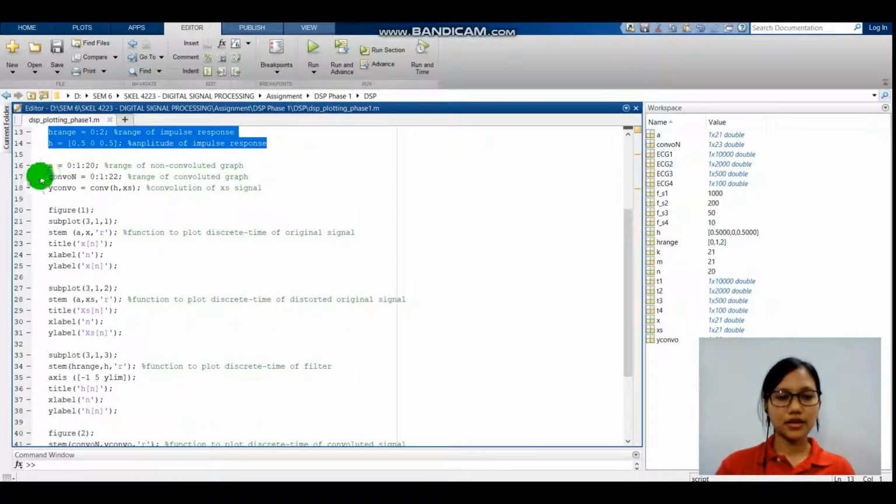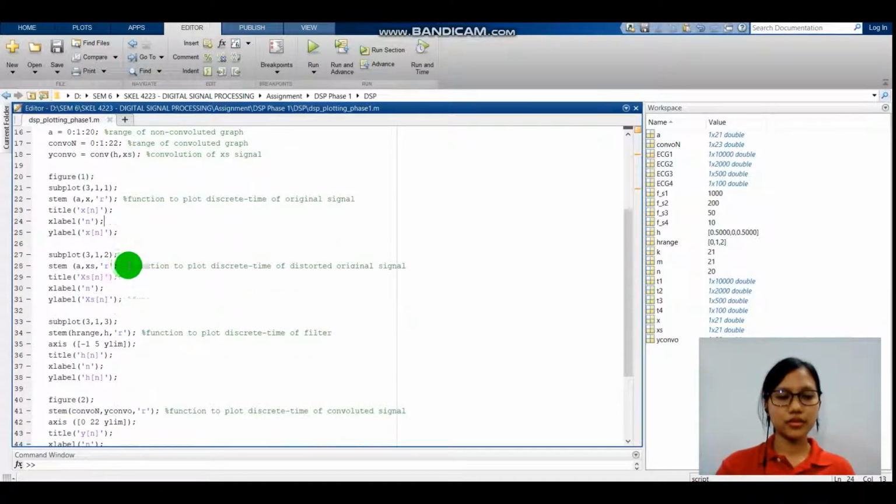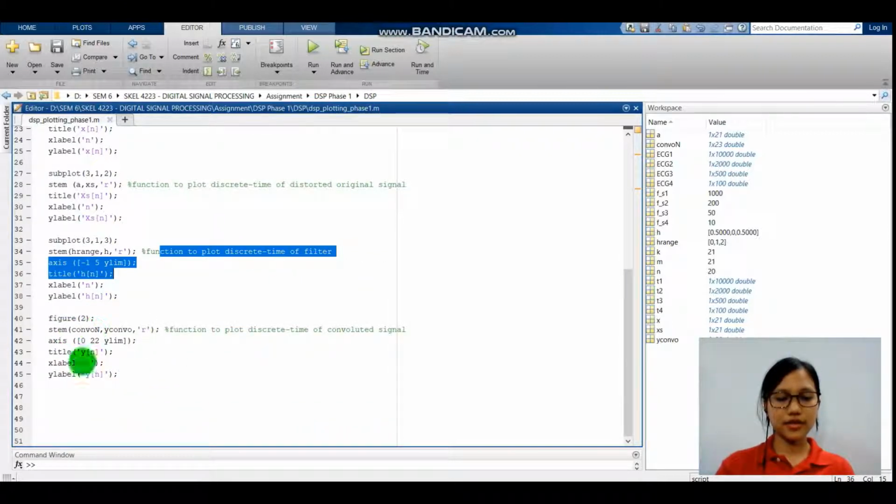Okay, so after initializing the range for the unconvoluted graph, we will convolve the xs signal here and plot two figures: figure 1 showing 3 subplots, which has the discrete time of the original signal, the distorted original signal, and the filter function, and the second figure will show the convoluted signal.